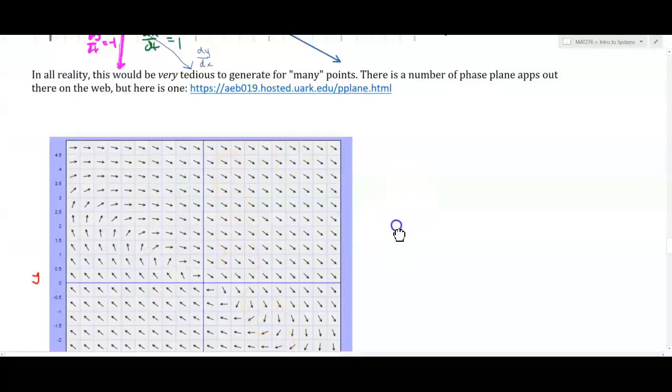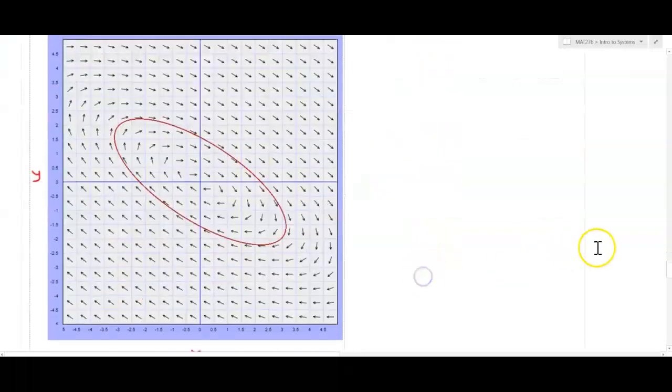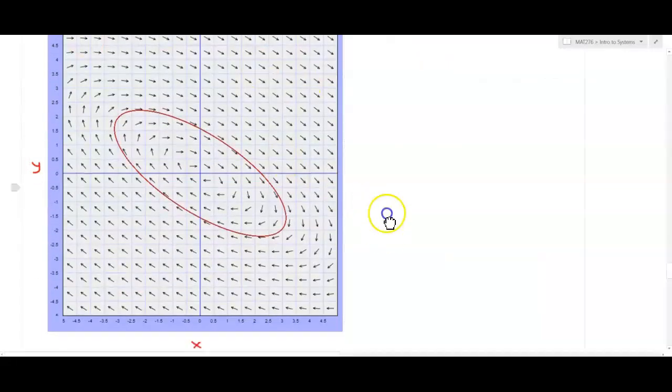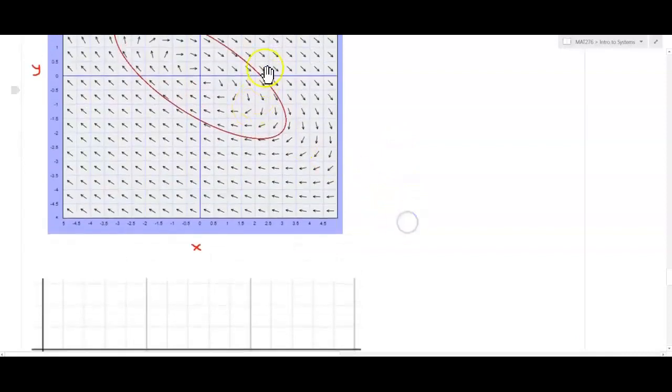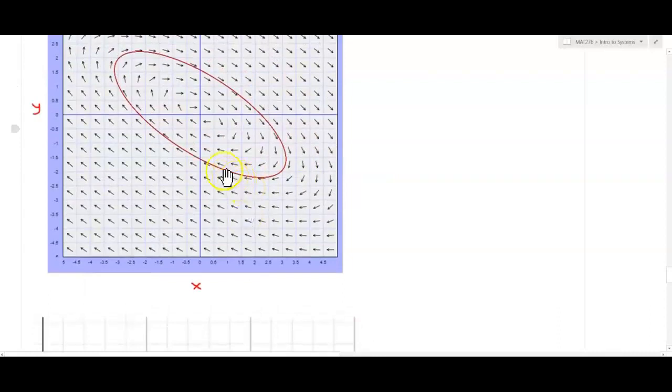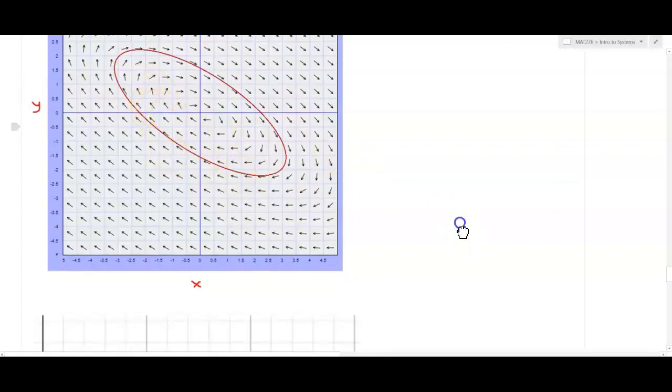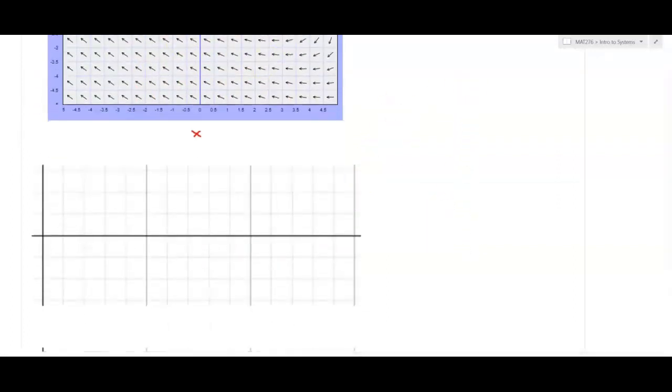So let's say what we wanted to do is sketch what x and y would do over time. Keep in mind that time is not in this graph. The only representation of time that we have here is how long these vectors are, because each of these vectors represents what happens in one unit of time. So even though we can't necessarily solve this equation, we can see what's happening to x over time.